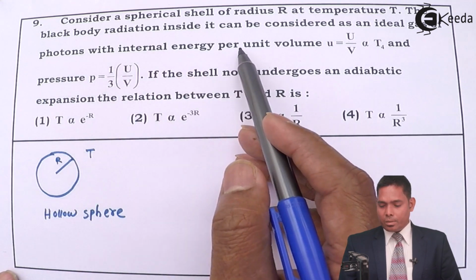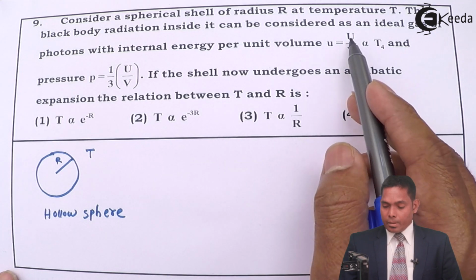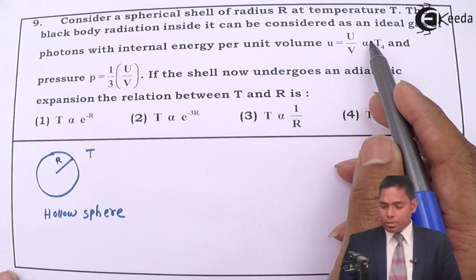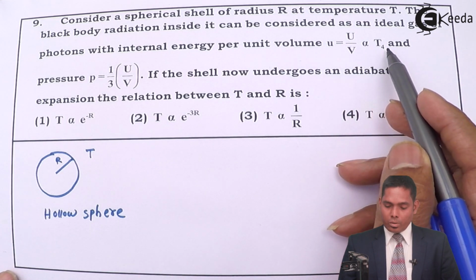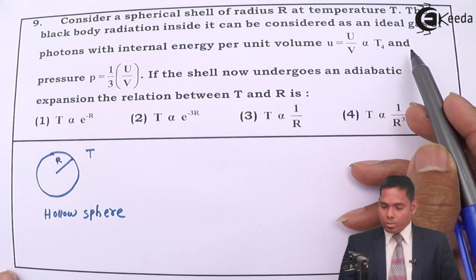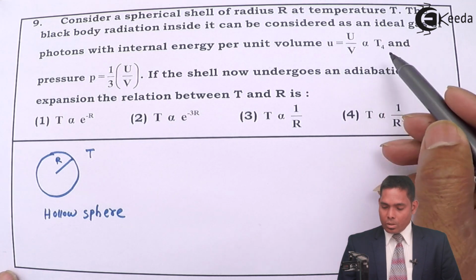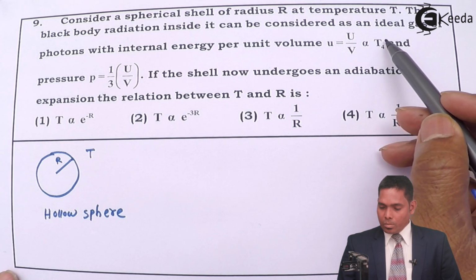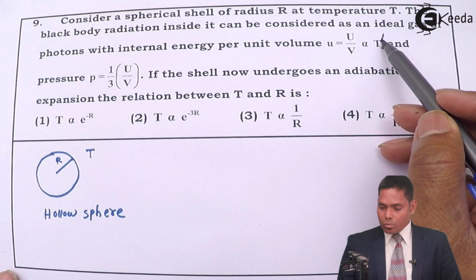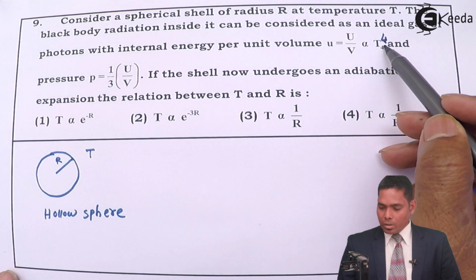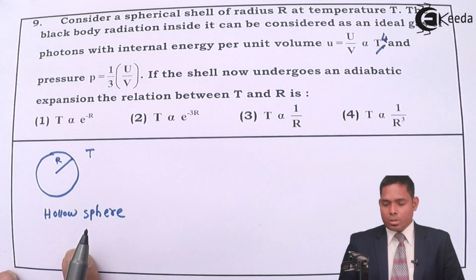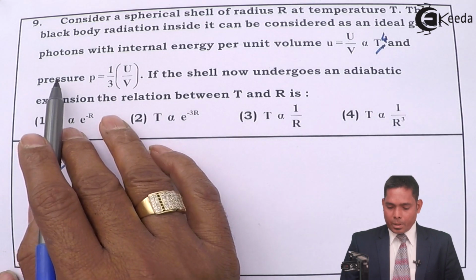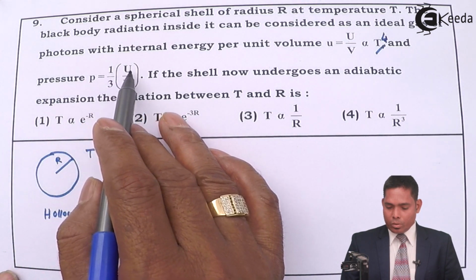With internal energy per unit volume, that is, internal energy divided by volume, proportional to T to the power 4. There is a mistake over here. It should be T raised to 4, and the pressure is P equals 1/3 U by V.